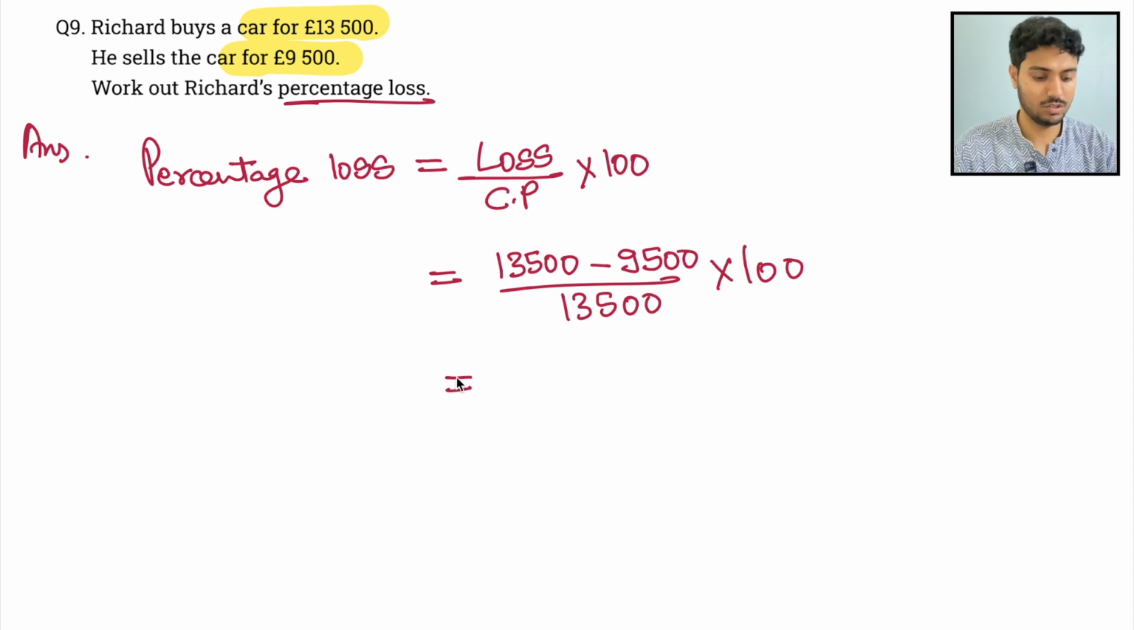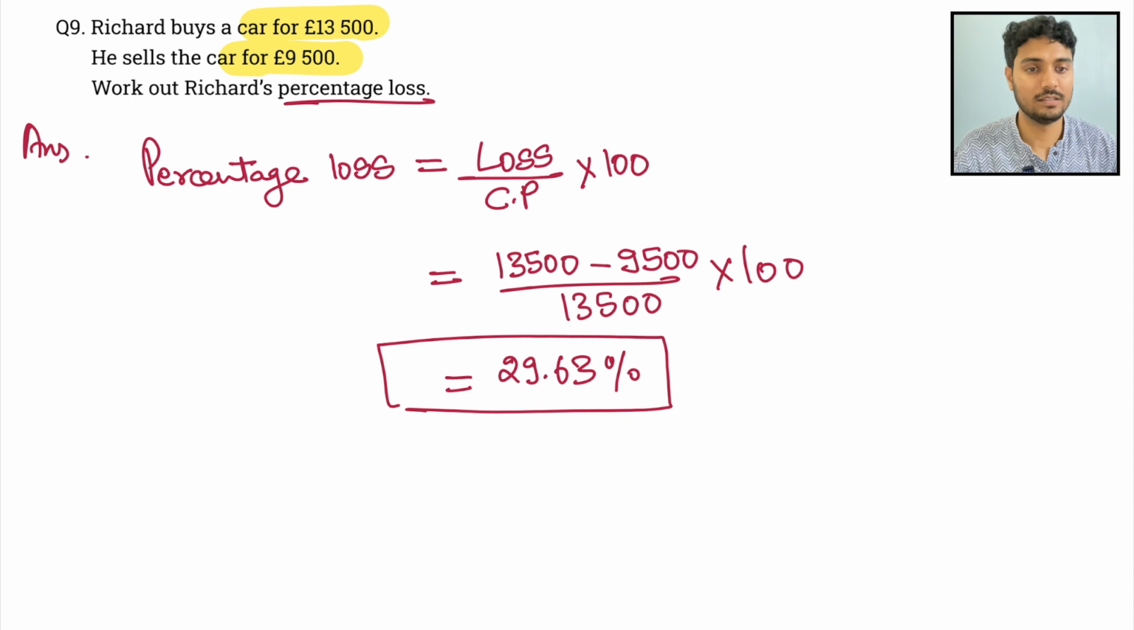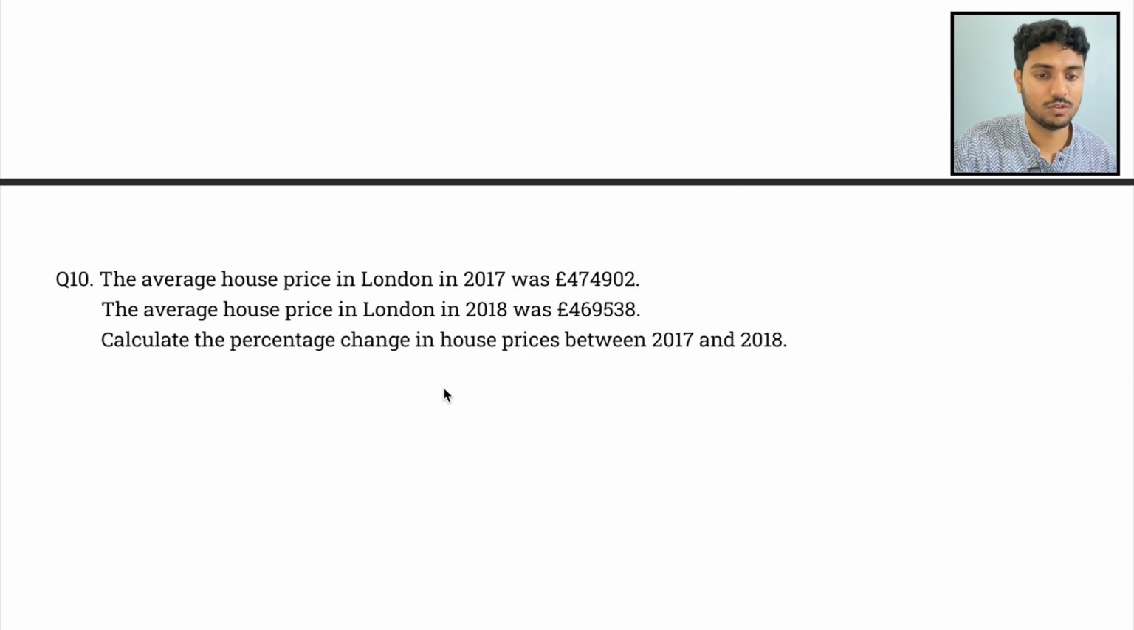So let's do this calculation. 13500 minus 9500 divided by 13500 multiplied by 100, and that's how we will get 29.63 percentage. So this is the loss percentage in this case where Richard sold the car for 9,500 pounds. I hope this is clear to everyone. Let's move on to question number 10 now.